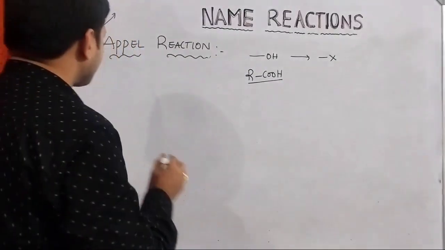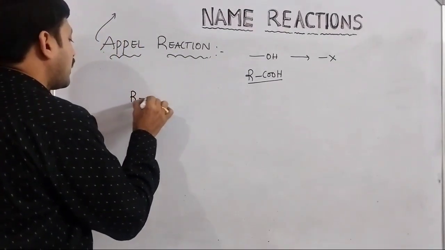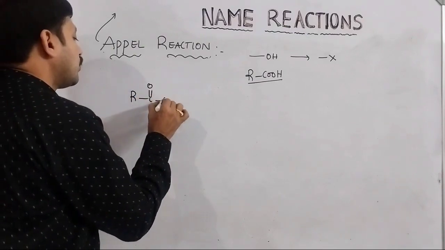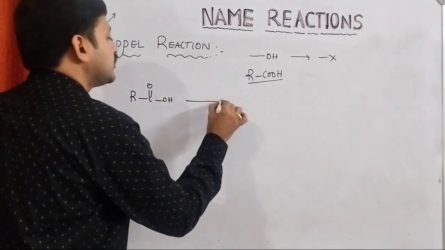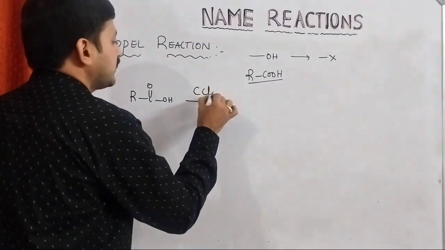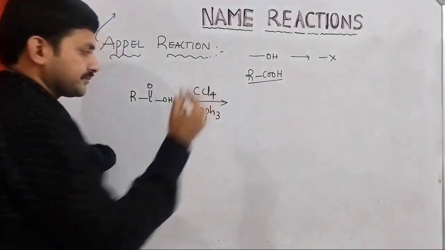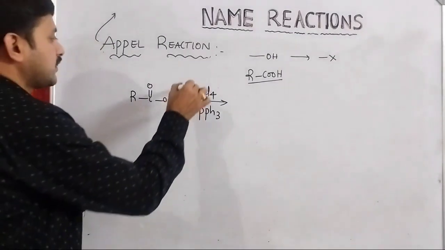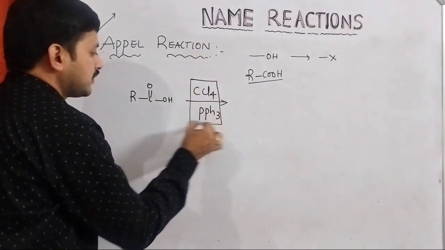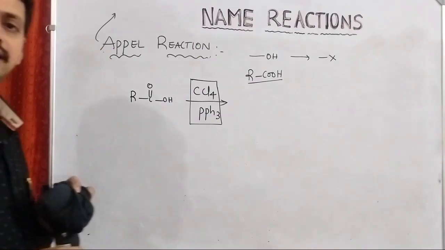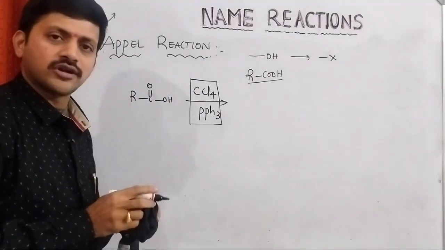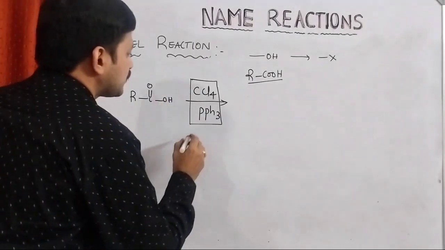See that RC double bond OH is initially going to be treated with CCl4 and PPh3. We all know that in the mechanism these two can combine together to form an Appel salt or not. That Appel salt is what?